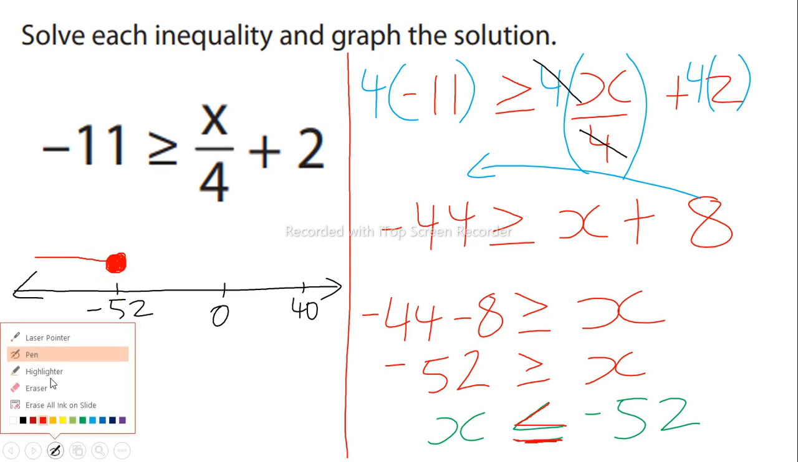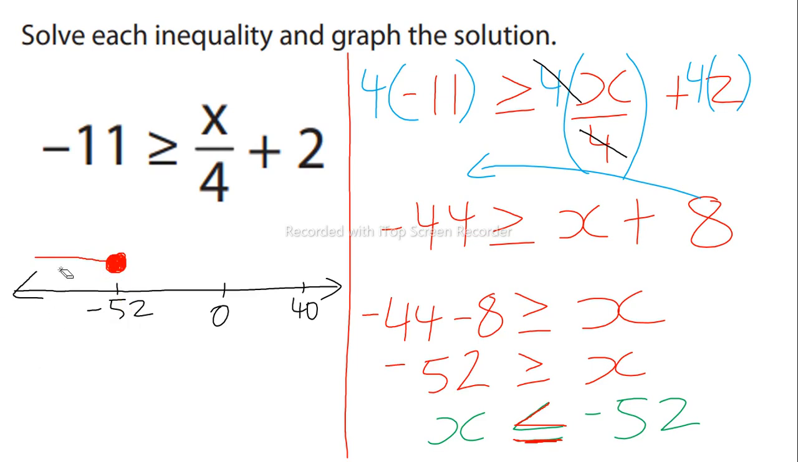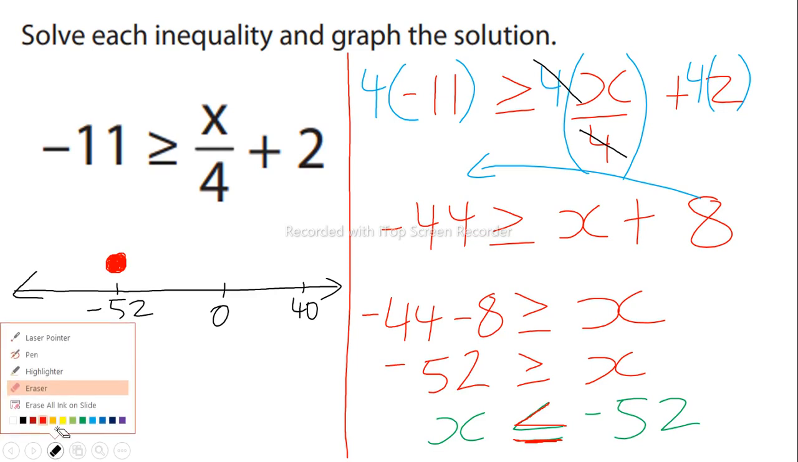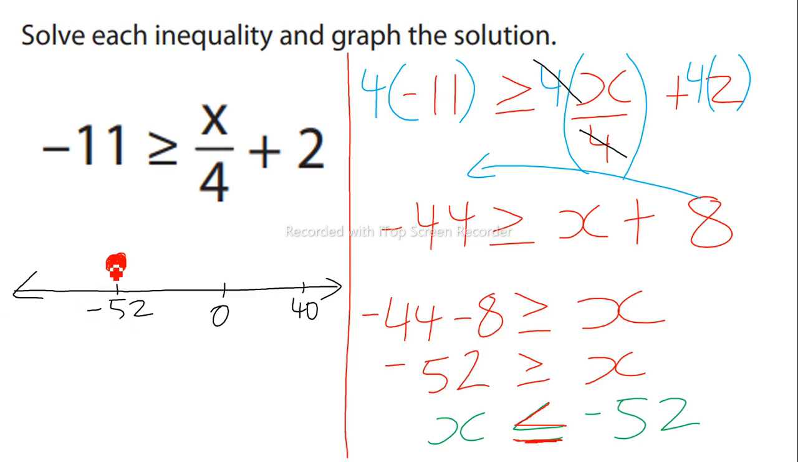Sorry, let me make sure that that is better. It's going to be to the right. Sorry, to the left rather. So it's going to be this way. Alright, so that's how we graph it. 52, that's a big number. So x is less than or equal to negative 52, and that's our solution. Any questions for me?